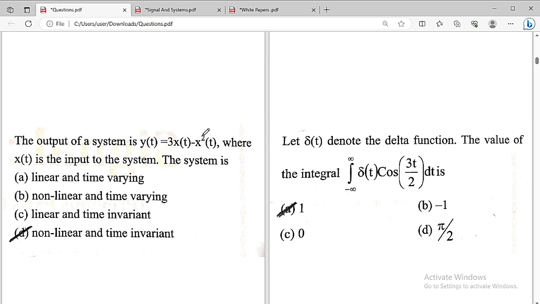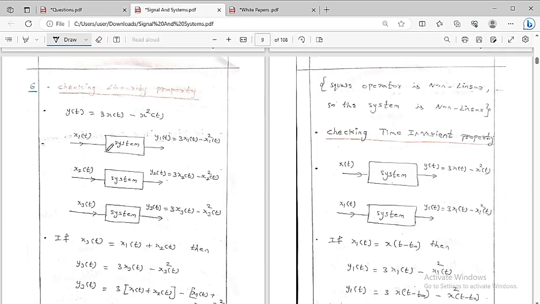So finally, I can say the correct solution of this question is: the given system is said to be non-linear as well as time invariant. So let's solve this numerical. Now the first thing is I am going to check whether the given system is linear or non-linear. So I am going to check the linearity property.